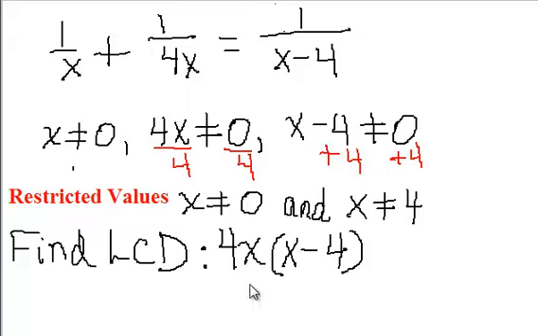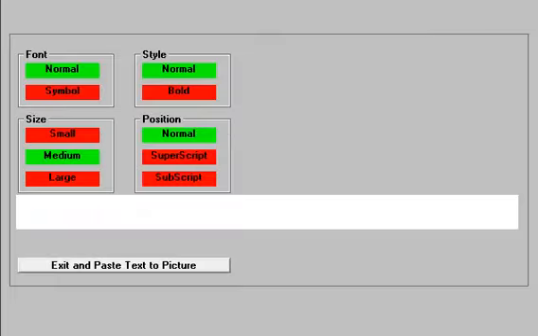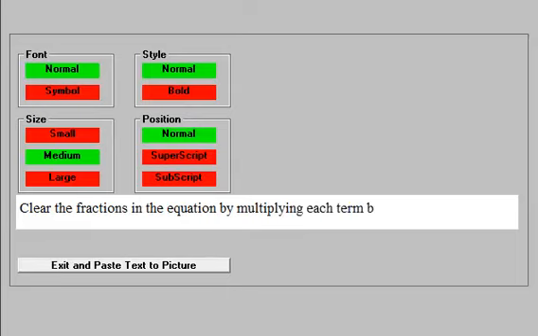Now what we're going to do is clear the fractions. So we're going to clear the fractions in the equation by multiplying each term by the least common denominator.